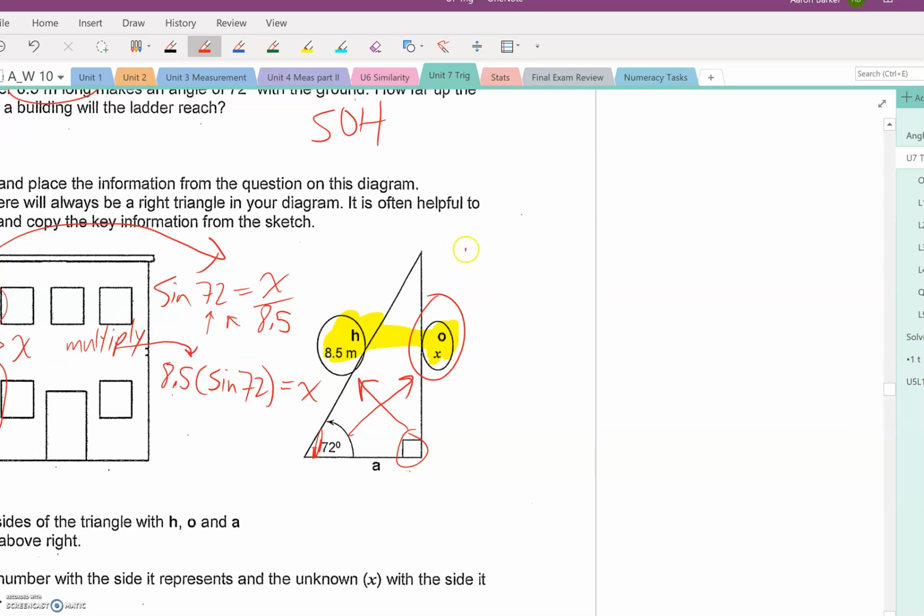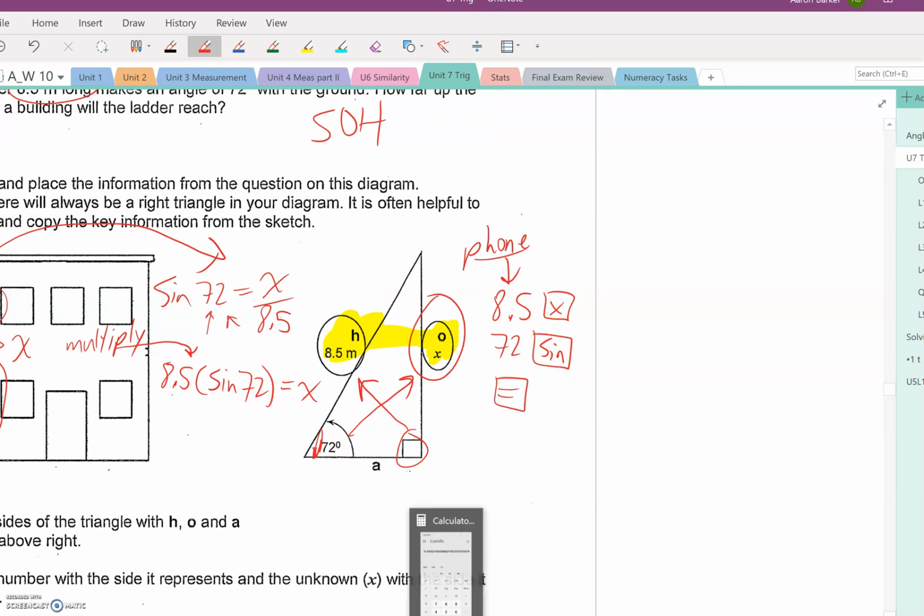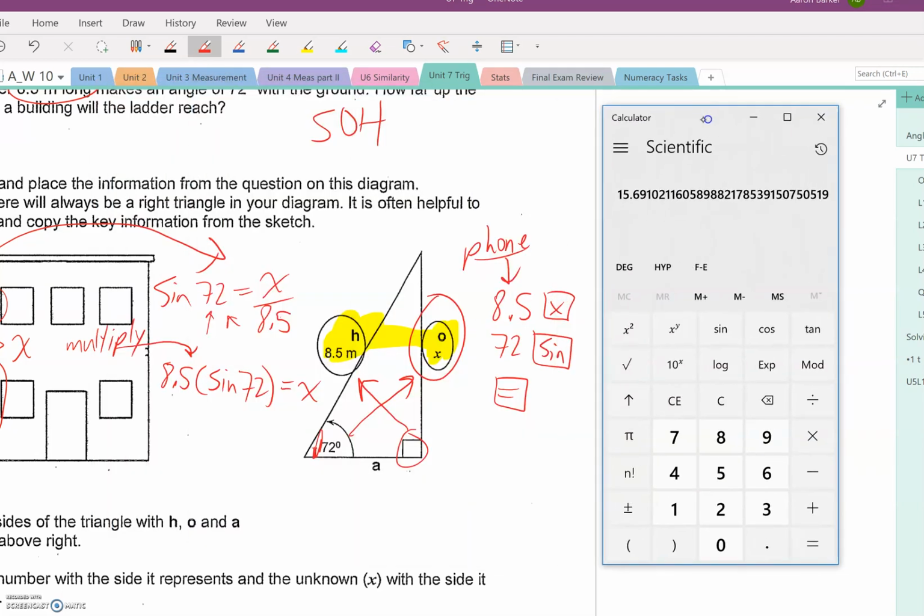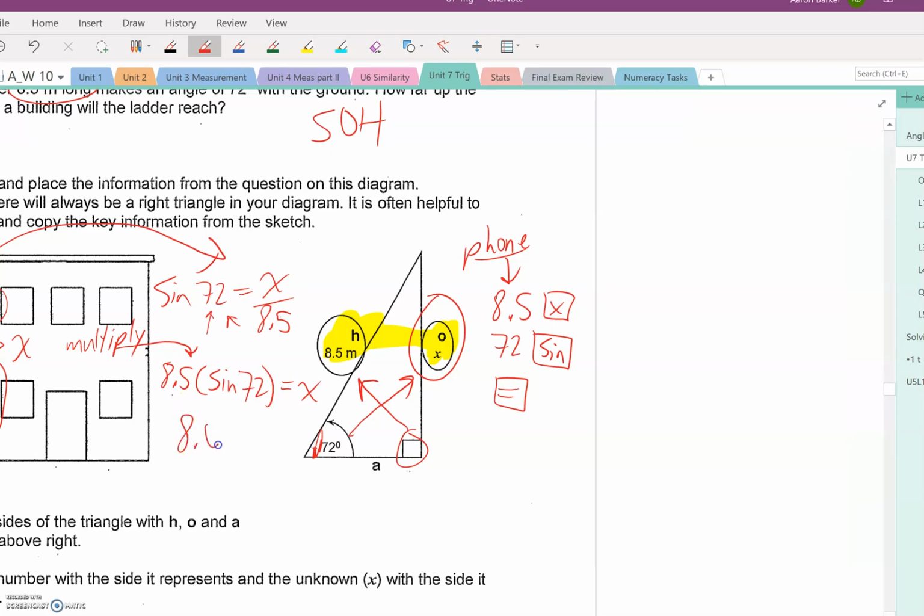So if you have a phone calculator, you go 8.5 times 72 sine, and then that's just sine 72, so you have to press the equals button in order to do the multiplication. So here's this calculator. It works just like a phone. 8.5 times 72 sine equals 8.08. So x equals 8.08. There we go.